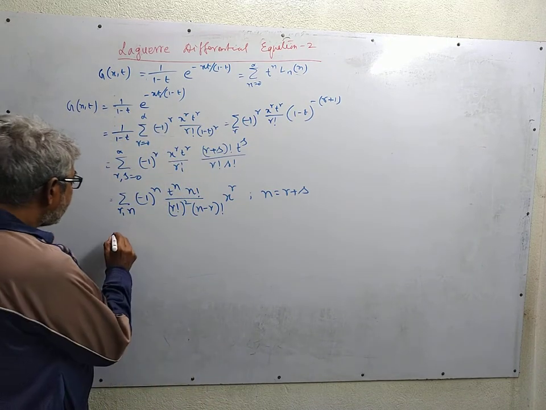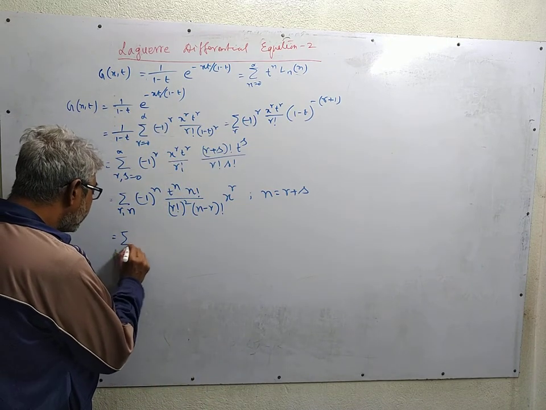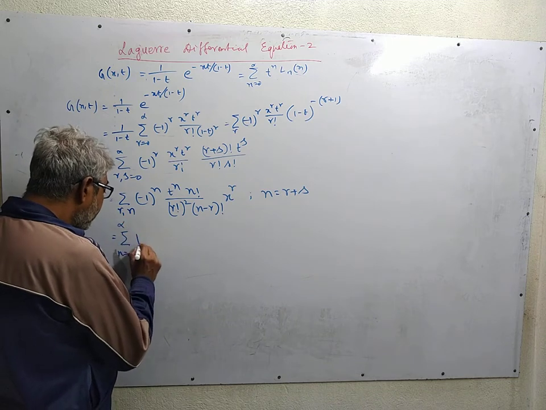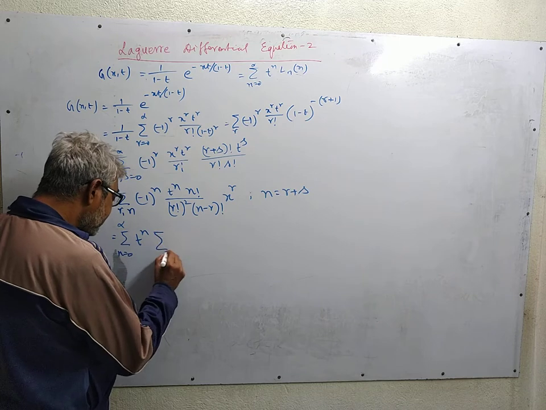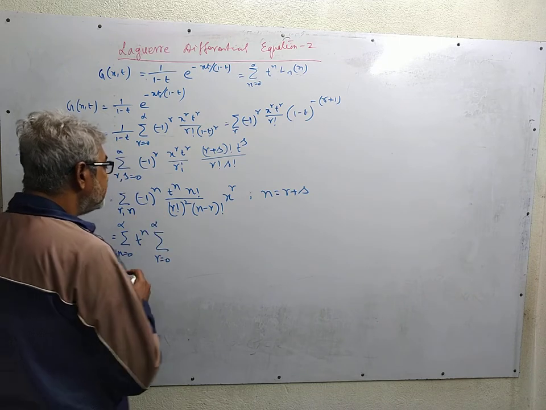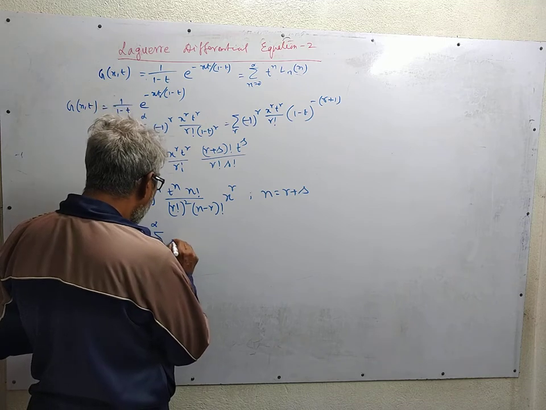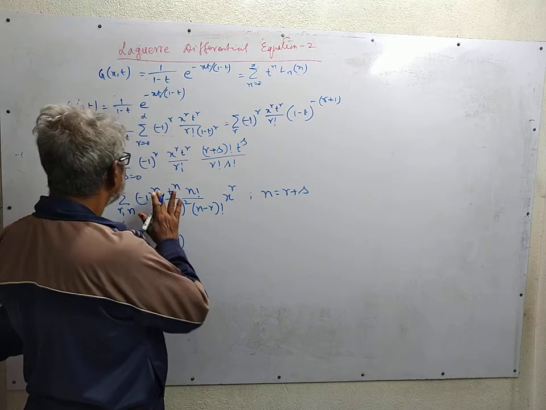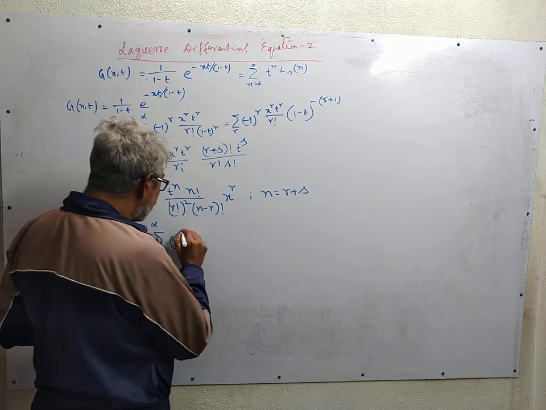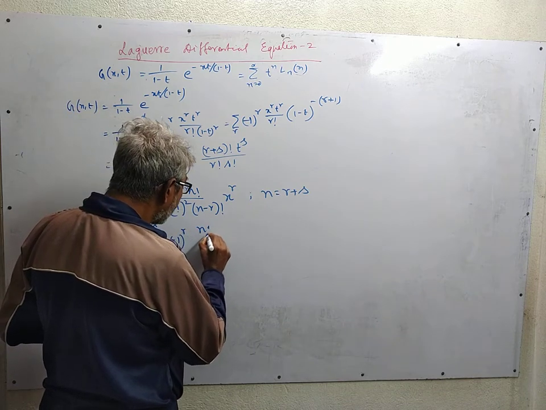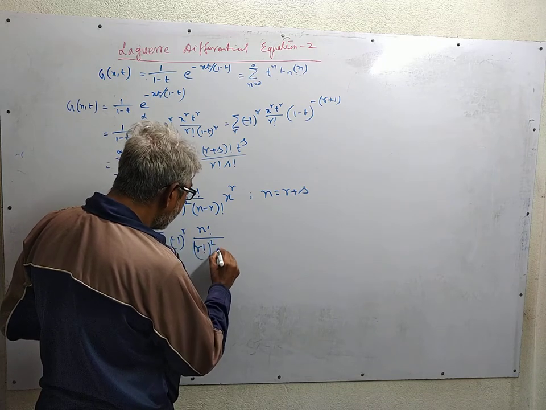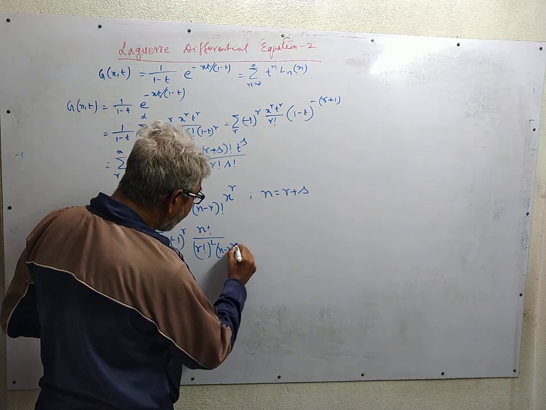We can write it as summation over n equal to 0 to infinity of t to the power n, then the sum over r from 0 to infinity. We have minus 1 to the power r, n factorial over r factorial square, n minus r factorial.